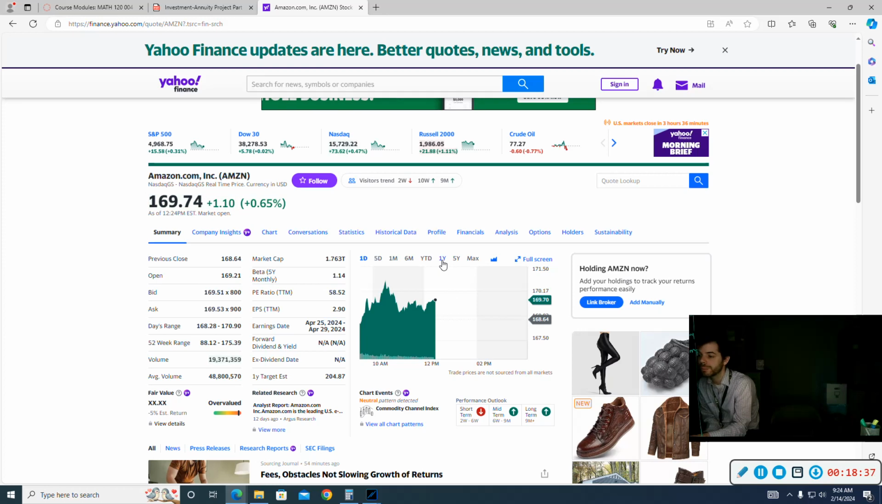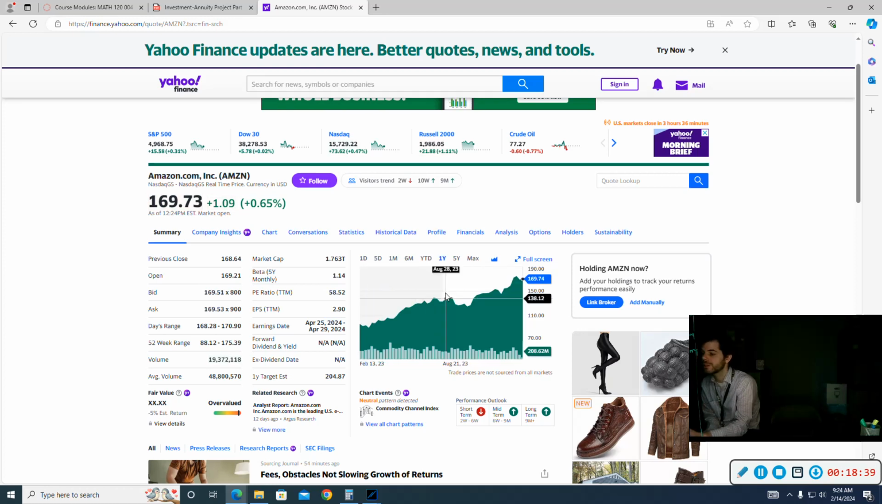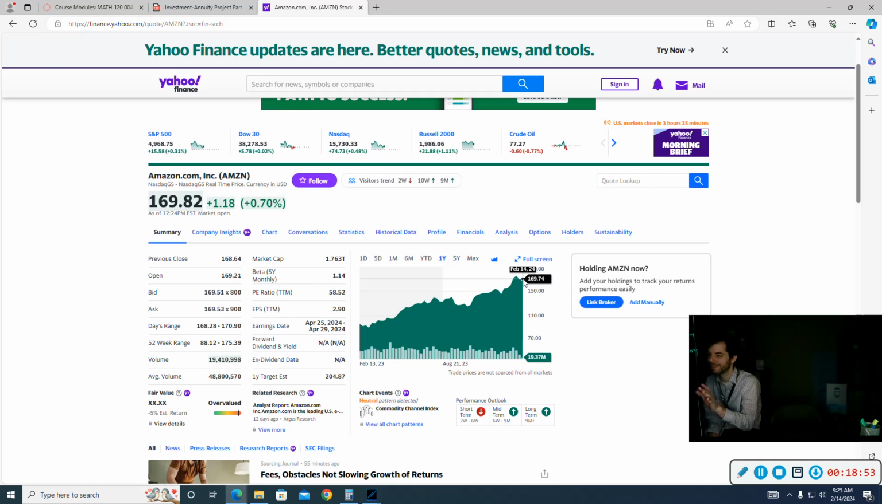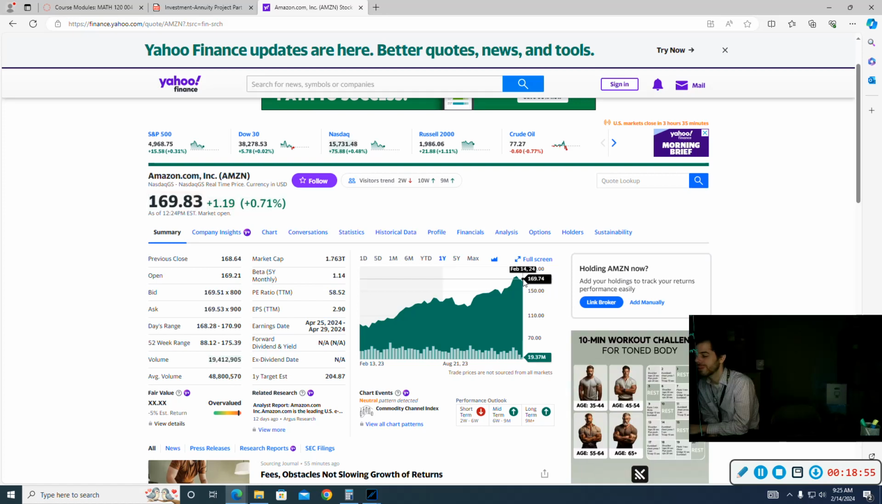And this can help you pick good stocks, right? So here's the yearly performance of Amazon. Over the past year, it went from a value of $97 up to $169. So that might be a good clue, right? If we could predict the future, that would be very nice. We could tell how much something's going to increase. Unfortunately, past performance doesn't always tell you how well it's going to perform in the future.